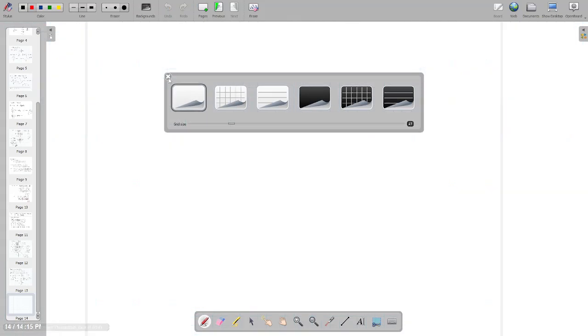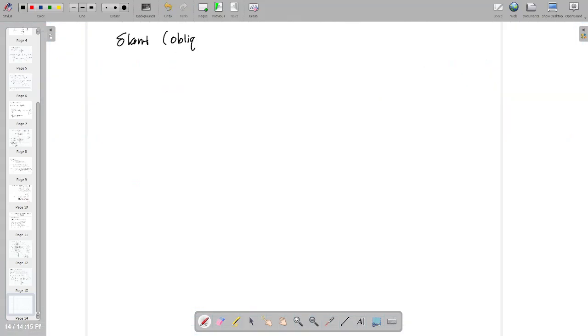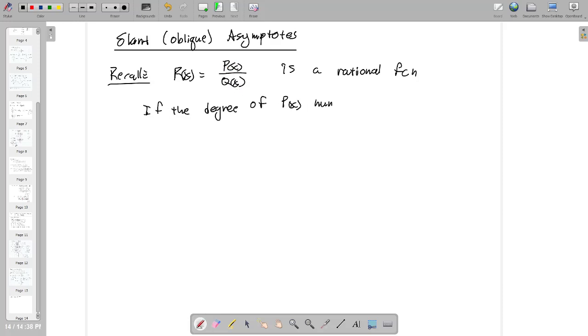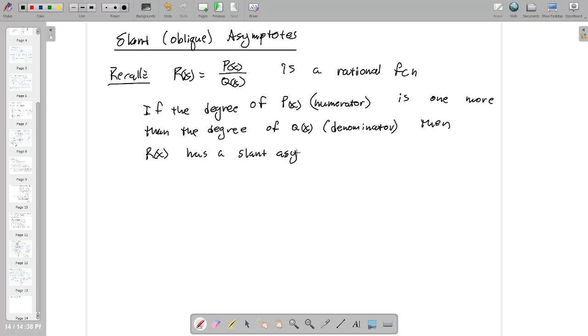The last topic that I want to cover is going to be slant or oblique asymptotes. Recall, R of x equals P of x divided by Q of x is a rational function. Specifically, P of x and Q of x are polynomials. If the degree of P of x, the numerator, is 1 more than the degree of Q of x, the denominator, then R of x has a slant asymptote.